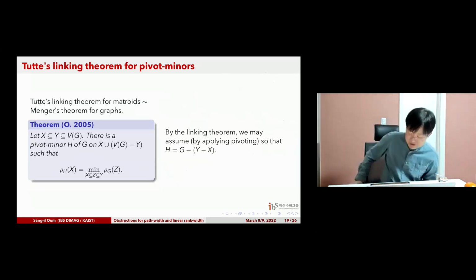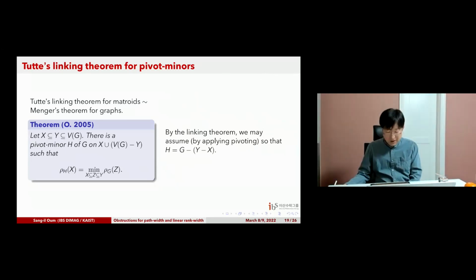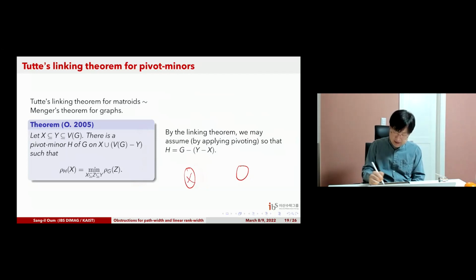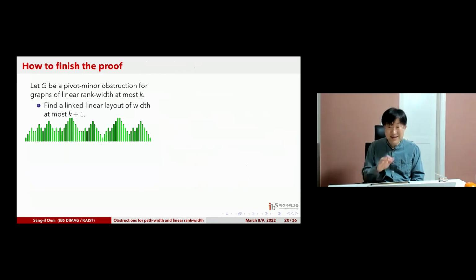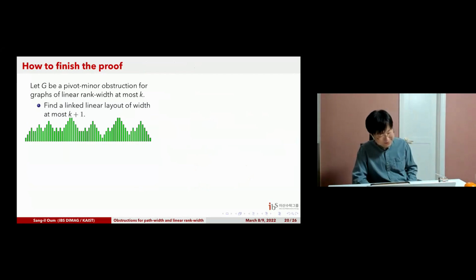Now, why is this useful for the graph case? Well, if this is happening, then I can apply pivoting and vertex deletion so that if I delete vertices in the middle, the cut rank is preserved. So I can apply pivoting first. That will be used later, but this step is not used in the matroid case. Anyway, let me describe the sketch of the proof.